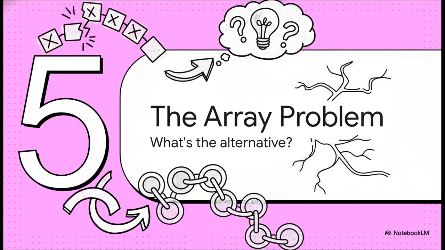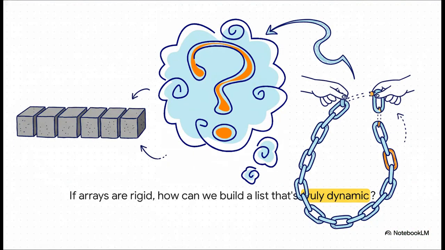So this leads us to the big question. If the most intuitive solution, the one we all reach for first, the array, is fundamentally broken for this task, what do we do? How can we possibly build a list that can actually deliver on that promise of true, efficient flexibility? And that's the puzzle we're left with.